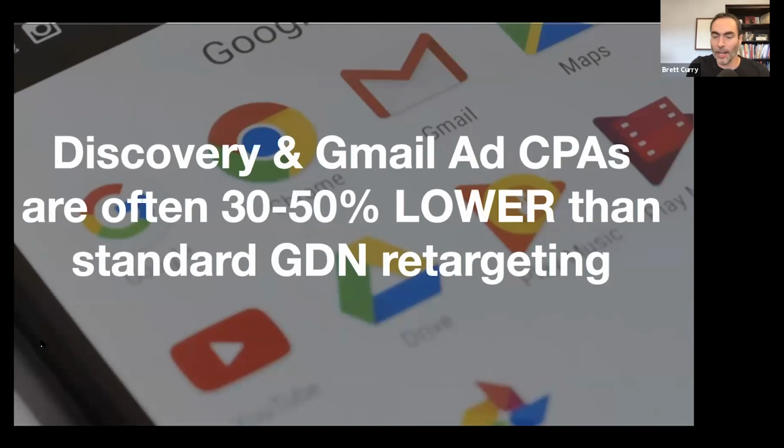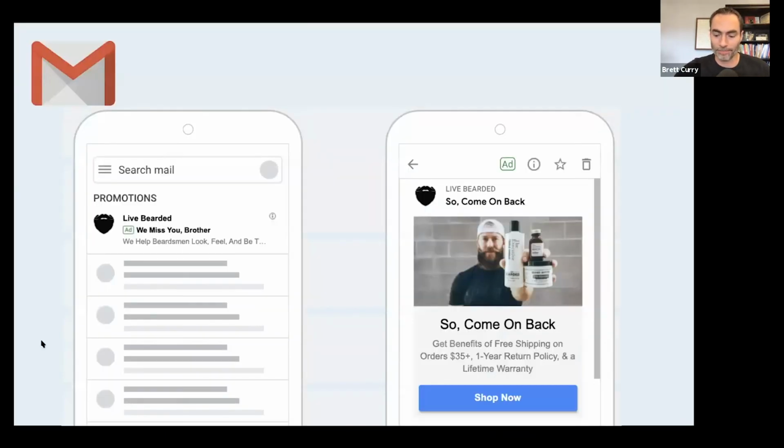And I think a lot of that is because it's kind of novel. It's kind of new, right? Those discovery ads on YouTube, the Gmail ads on Gmail, they really stand out and they capture attention. So we're seeing CPAs 30 to 50% lower with those channels. If you're not using them, you've got to be using them for retargeting. So highly recommend that.